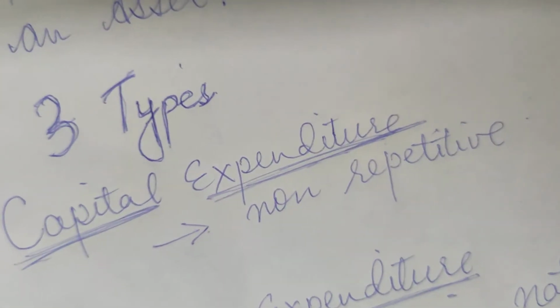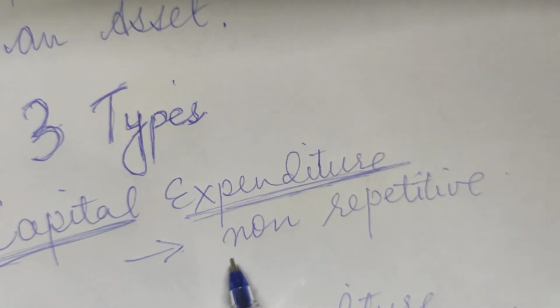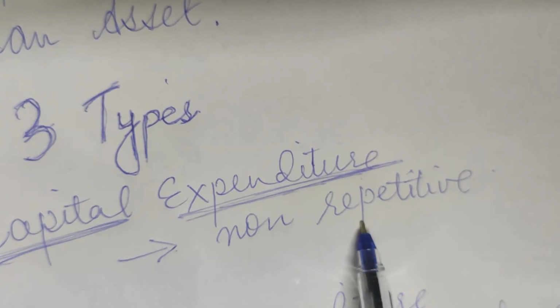The first is capital expenditure. Capital expenditure is non-repetitive in nature, non-recurring in nature. Once made, an expenditure will give you the benefit over a number of years. Again, the examples are the same: building, machinery, furniture, motor vehicle, etc.